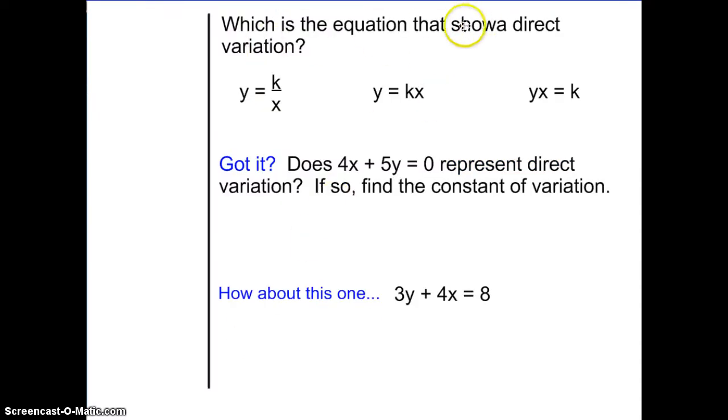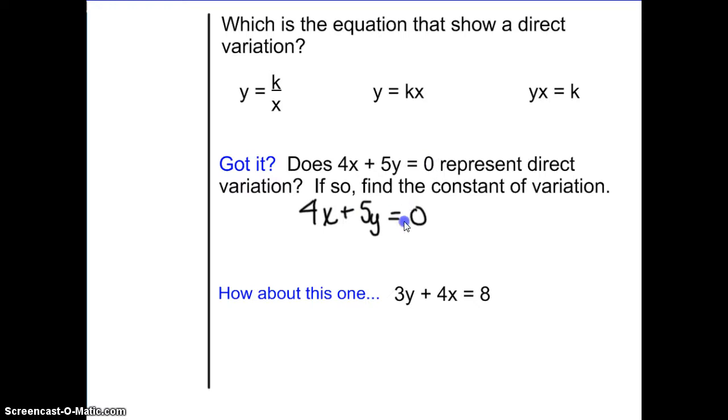So which is the equation that would show a direct variation? Yes, that would be this one right here. So does this represent direct variation? If so, find the constant of variation. Well, right now this does not look like this bad boy up here. So we've got to do a little bit of tweaking to make that happen. So let's see. I'm going to rewrite it. So 4x plus 5y equals 0.